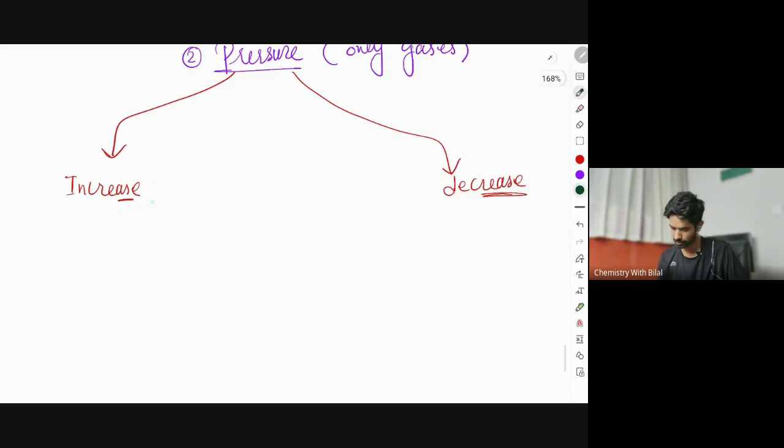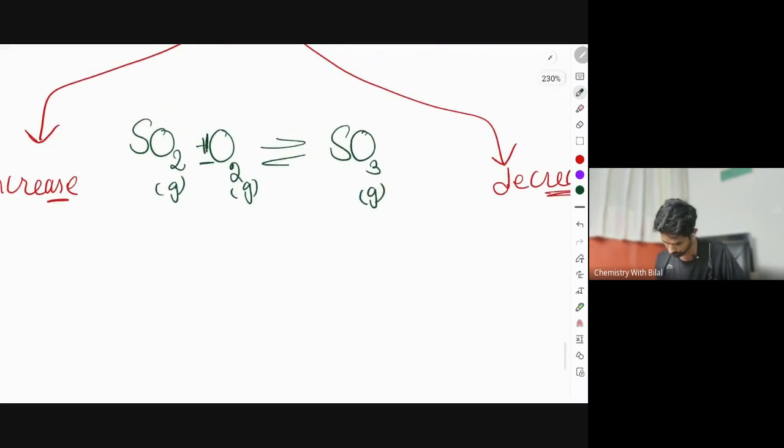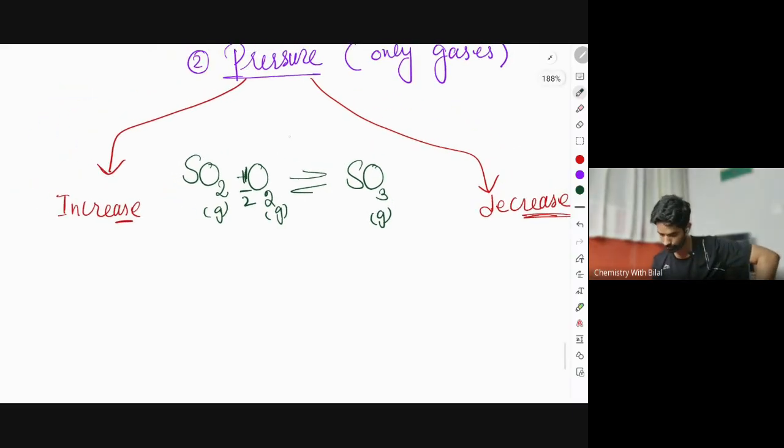So imagine you have a chemical reaction where sulfur dioxide, which is a gas, reacts with oxygen, which is again a gas, in a reversible reaction to form sulfur trioxide, which is a gas. Let's balance this equation by putting half with this oxygen, so it's a balanced equation. Now this very reaction achieves equilibrium at 2 atm.